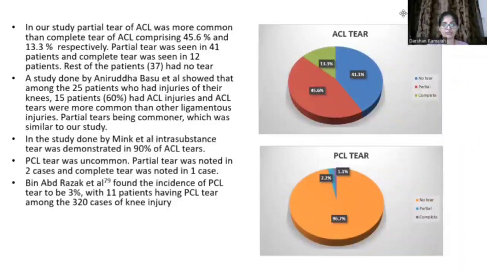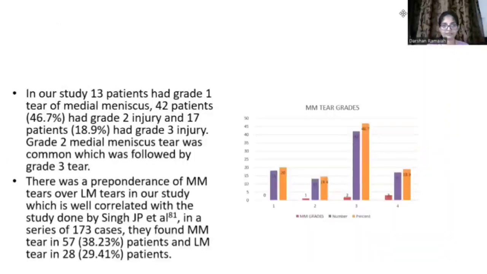The study done by Aniruddha Basu et al. shows that among 25 patients who had injuries of the knee joint, 15 patients had an ACL tear, and the ACL tear was the most common ligamentous injury, with partial tear being the commonest among them, which was similar to our study. The partial PCL tear was uncommon. The partial tear was found in 2 cases and a complete tear was found in 1 case of PCL tear.